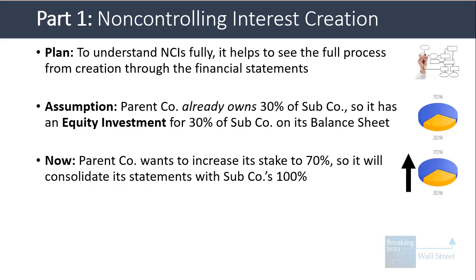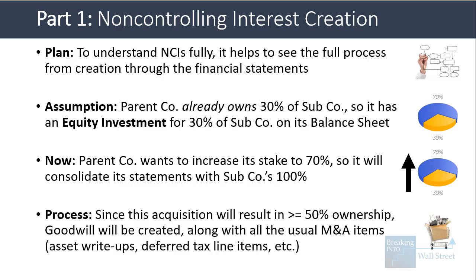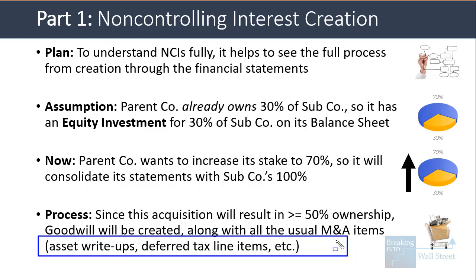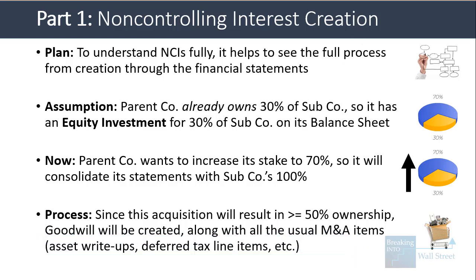ParentCo wants to go to 70%, so it's going to consolidate its statements 100%, since this acquisition will end up with ownership of at least 50%. We will create goodwill. We'll also create the usual M&A line items like asset write-ups, deferred tax line items, and so on. We're actually going to simplify it here and ignore these, but in a real deal, you would see these items created as well. But just to simplify it and not get too complicated for now, we're going to avoid these and just focus on the goodwill.